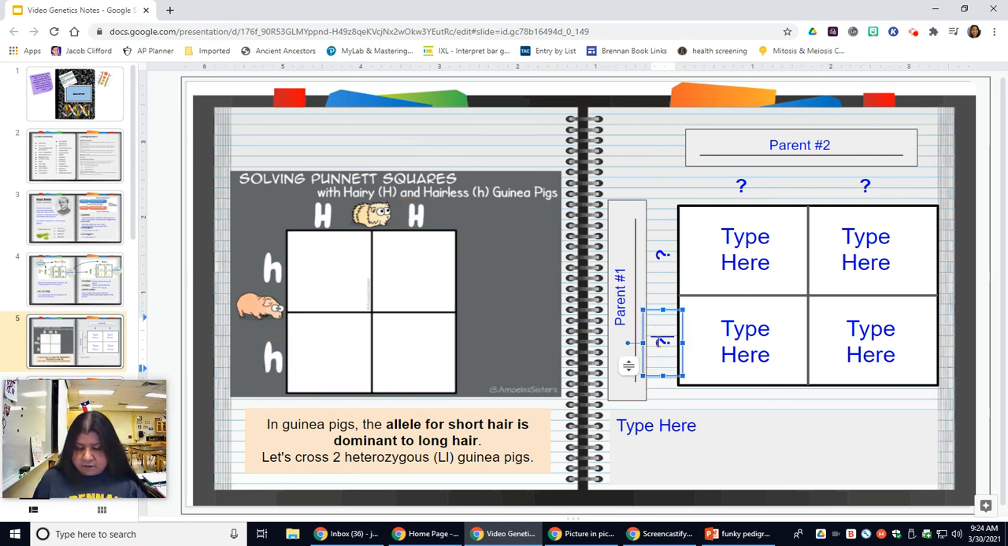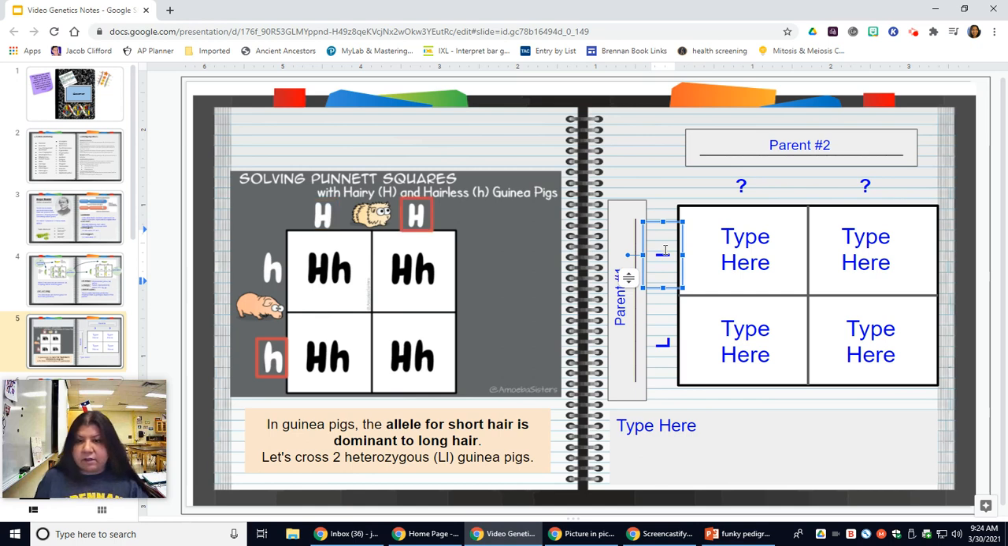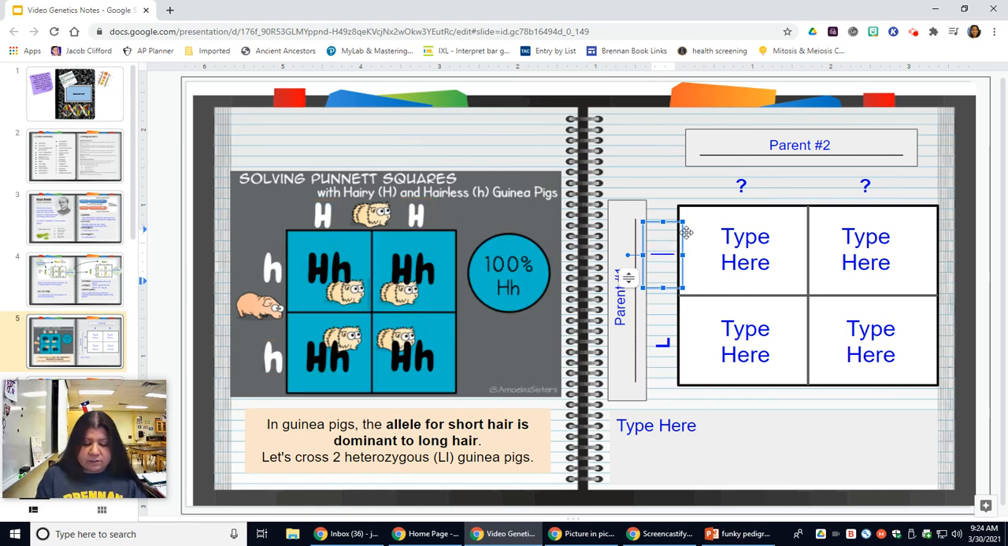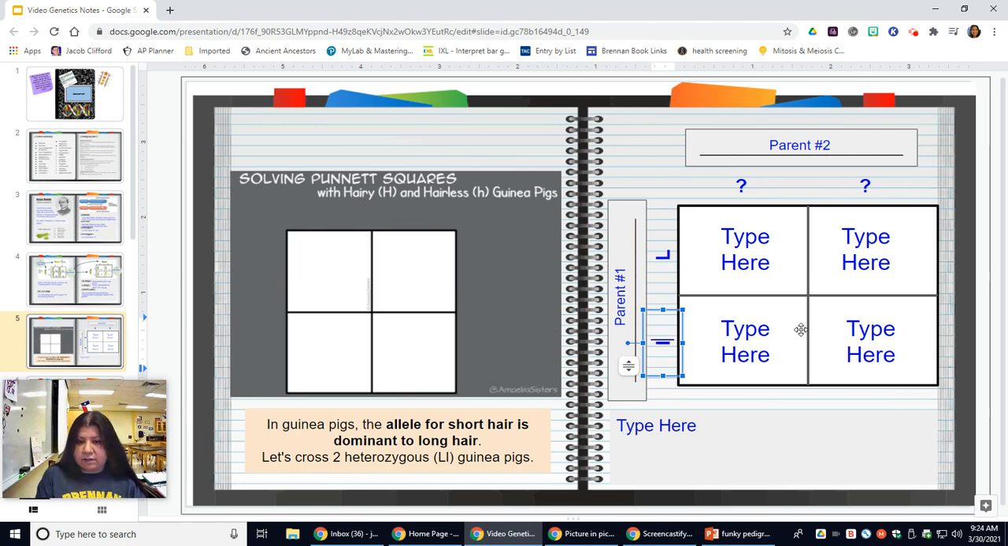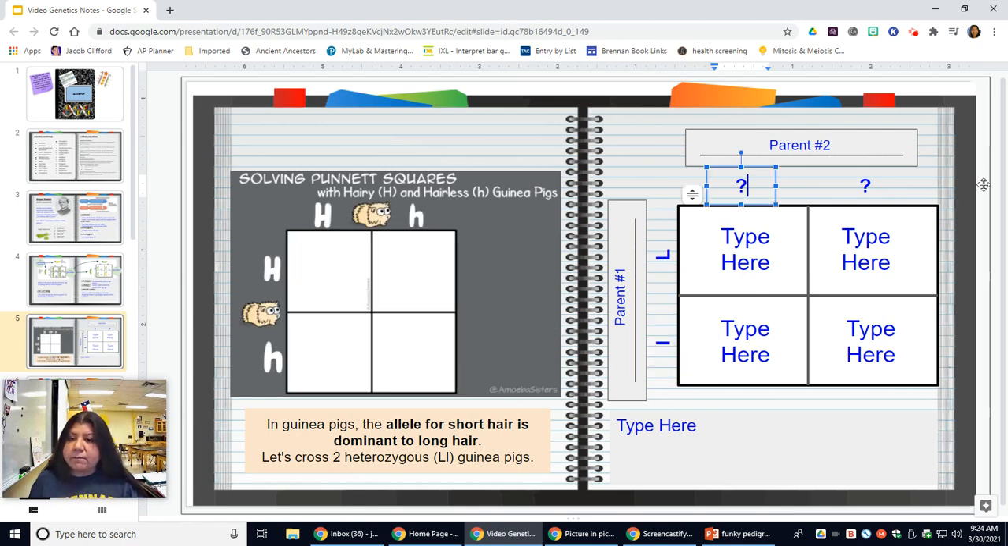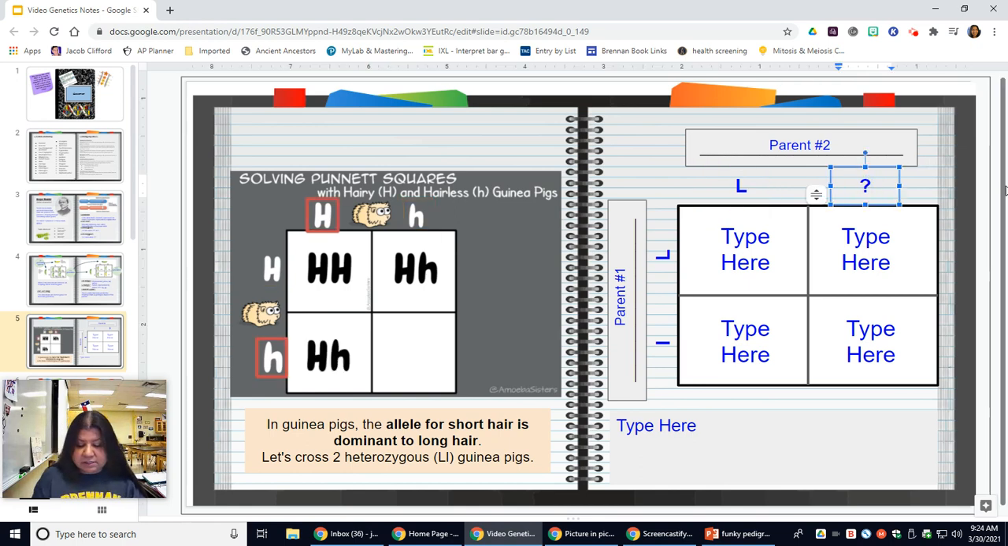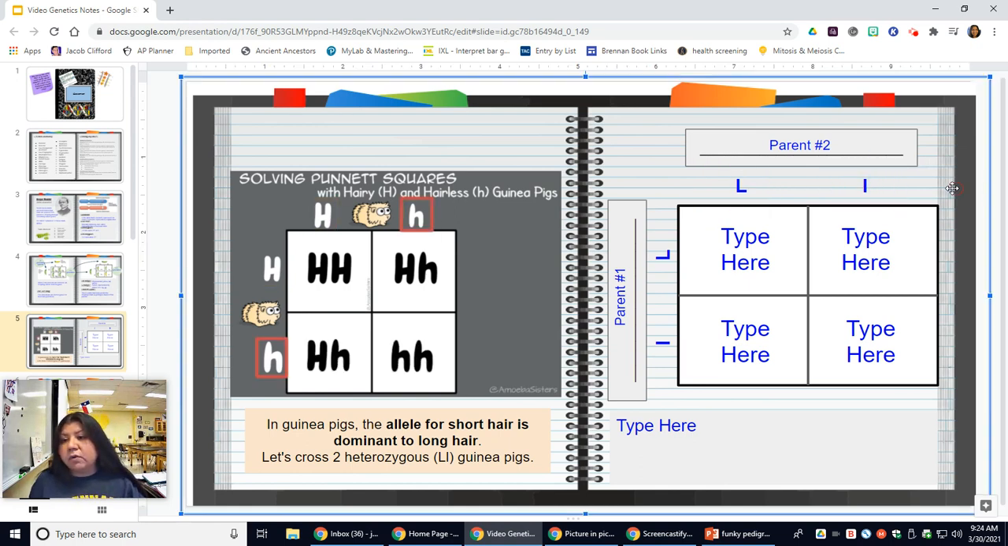That letter right there is big L, and this one's going to be little l. Big L, little l. Same thing for up here: big L, little l, because my parents are the same.